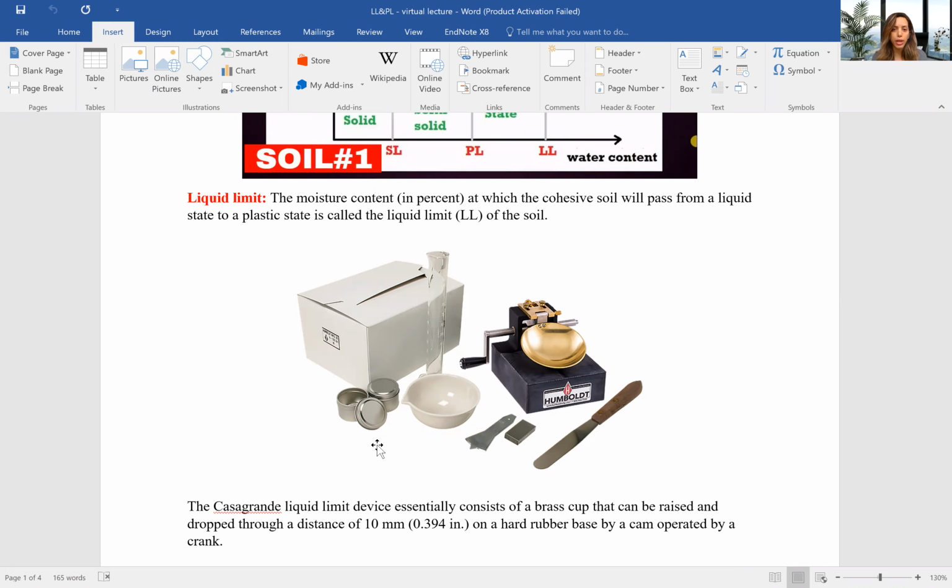So this new weight is going to be the mass of the dry soil and the mass of the can. If you subtract the mass of the can and dry soil from the mass of the can and moist soil, what you get is the mass of the water. And you can find the mass of dry soil by subtracting the mass of the can from the mass of the can and dry soil. So the ratio of the mass of the water divided by the mass of the dry soil is going to give you the water content. So that's why we need the cans for this test.